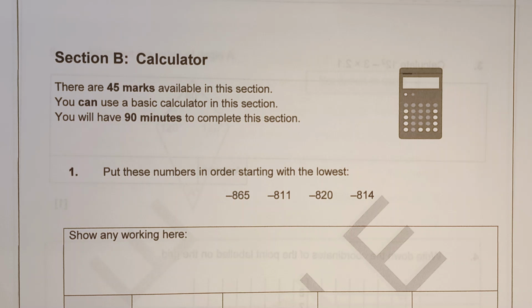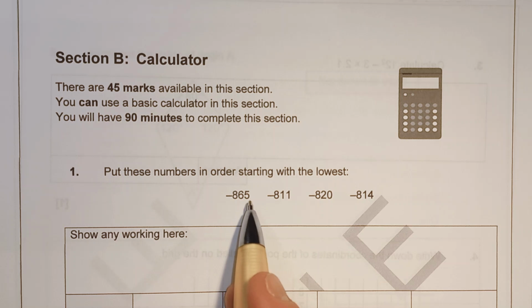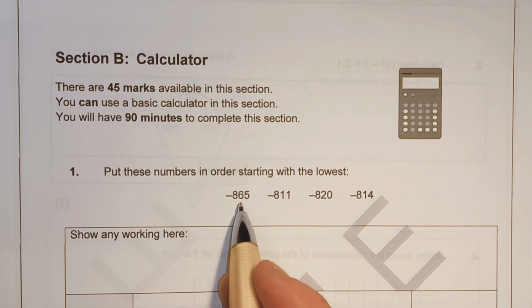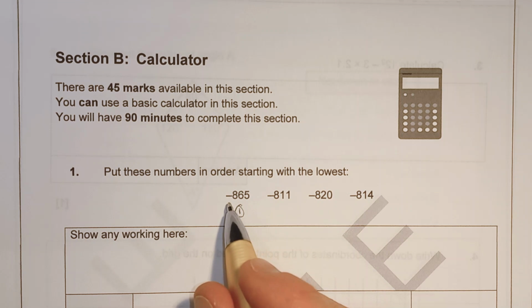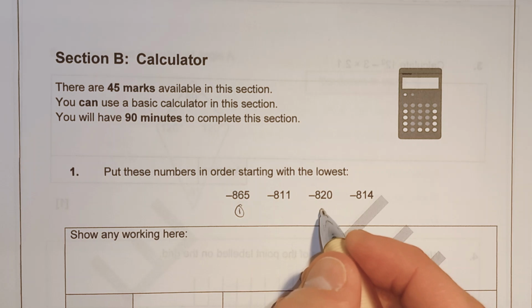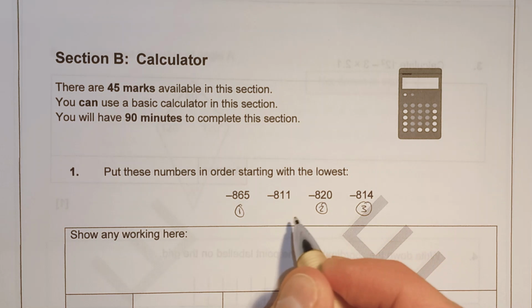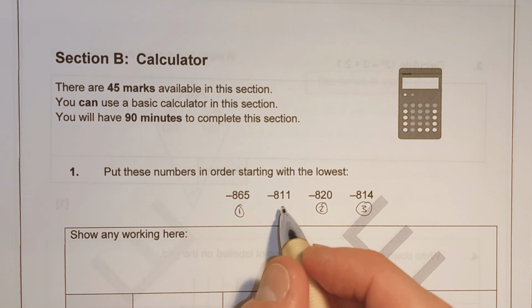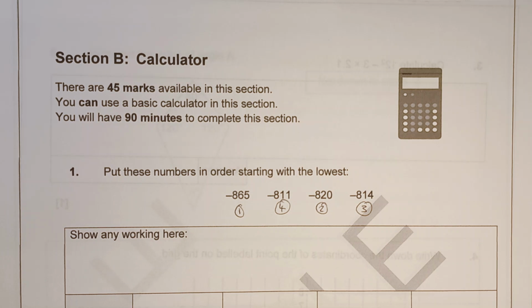Okay, well, all of these numbers are negative numbers. So by lowest, they mean the most negative. Or in other words, the biggest actual number. Because they're all negative, we can just say, what's the biggest one? That's going to be the most negative: minus 865. Then minus 820. Then minus 814. And then the smallest number is the least negative one, which is minus 811. So we now just need to write them in here.